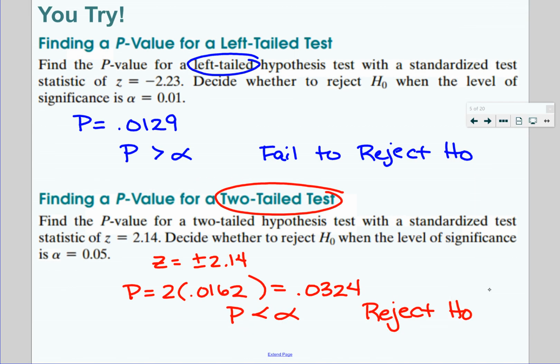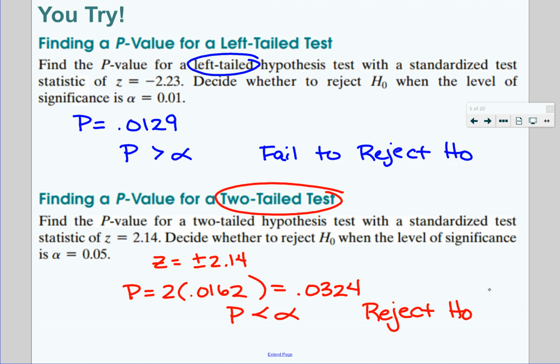Let's check answers. For the left tail one, you should have got a p-value of 0.0129, which is greater than alpha, so we fail to reject the null. For the bottom one, two-tail test, you're going to look up on your chart probably a negative 2.14, which gives you 0.0162 times 2. Your p-value is 0.0324, which is less than alpha, so we reject the null. Any questions on that?